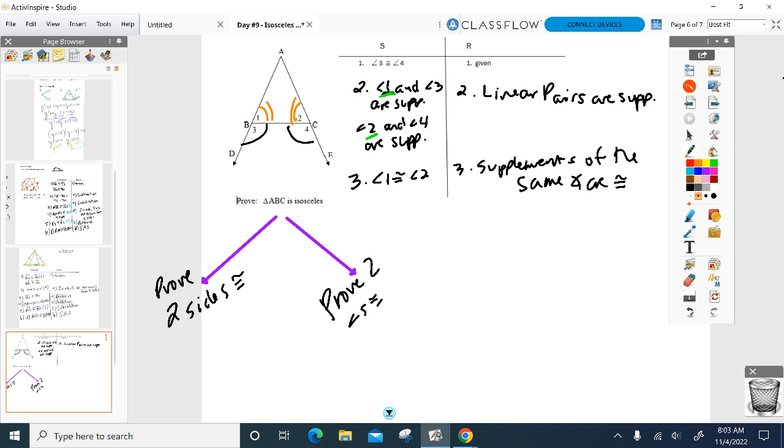Are we sure supplements of the same angle? No, I don't know why I just wrote that because I totally just said no to that, right? It should be what? Supplements of congruent angles. Thanks, Spence.